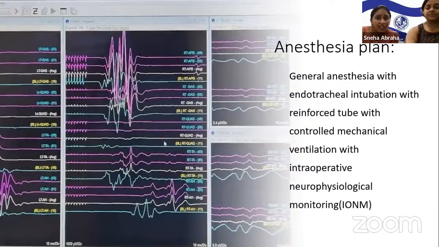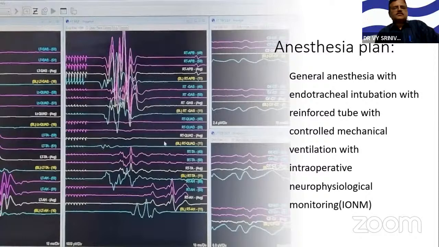We performed general anesthesia with endotracheal intubation, with a reinforced tube and controlled mechanical ventilation, with intraoperative neurophysiological monitoring on this patient. Why did you use a reinforced tube? What are the advantages and disadvantages? We used a reinforced tube because the surgeons wanted a prone position and expected a long duration of surgery. The advantages are limited kinking and dislodgement of the tube, sir.